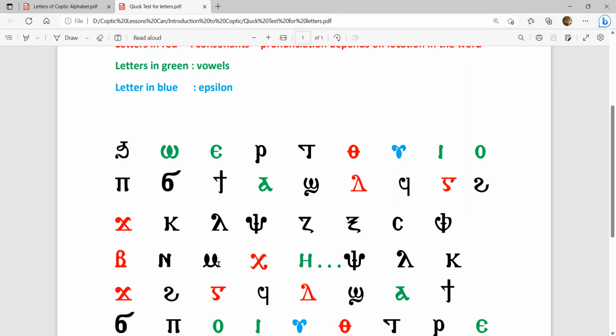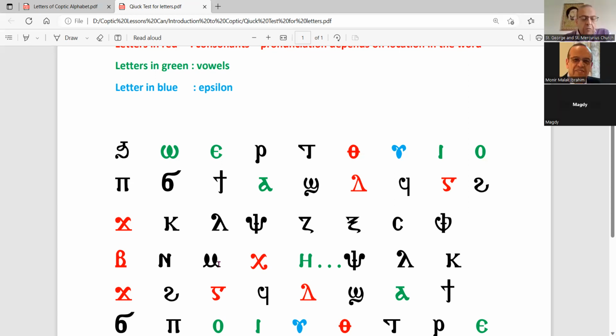Yeah, it is good. I think it is so clear now for everyone, for the basics of all the letters of the Coptic language.